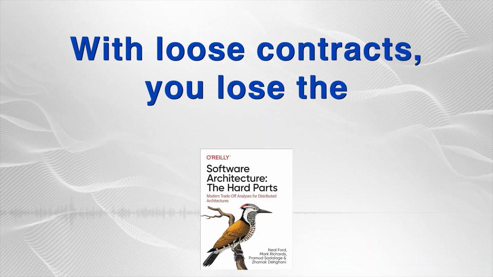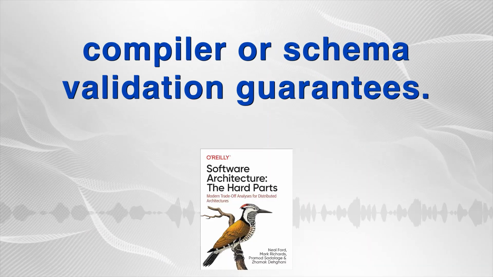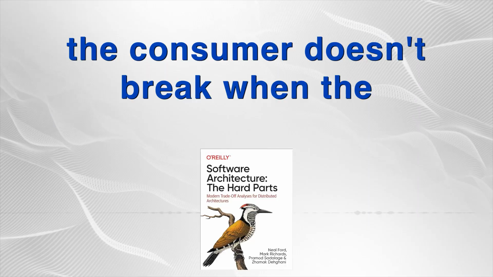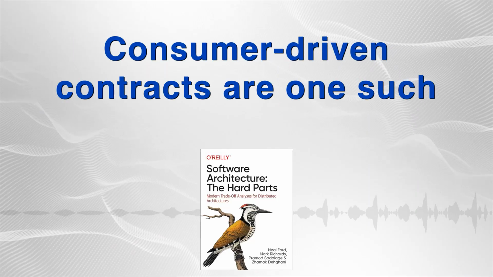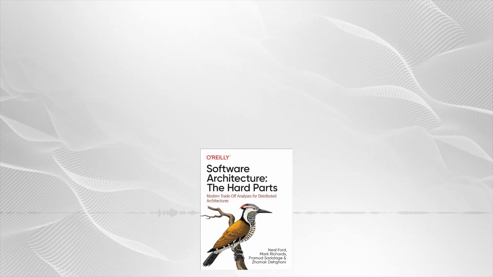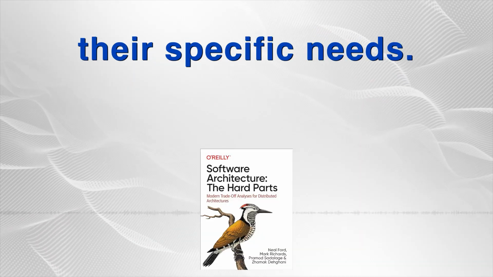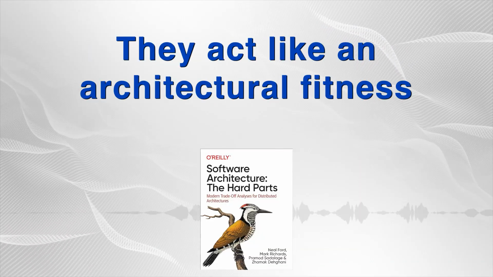Exactly. With loose contracts, you lose the compiler or schema validation guarantees. You need external mechanisms to ensure the consumer doesn't break when the producer changes. Consumer-driven contracts are one such mechanism, essentially automated tests defined by the consumer that verify the producer still meets their specific needs. They act like an architectural fitness function.